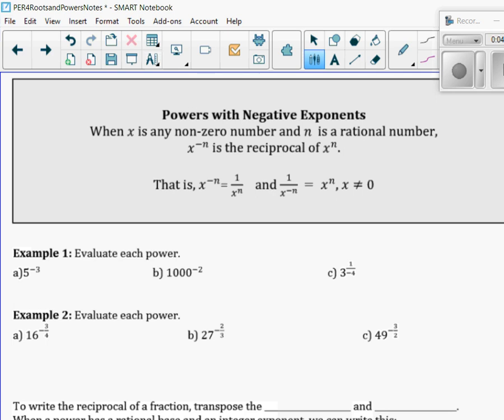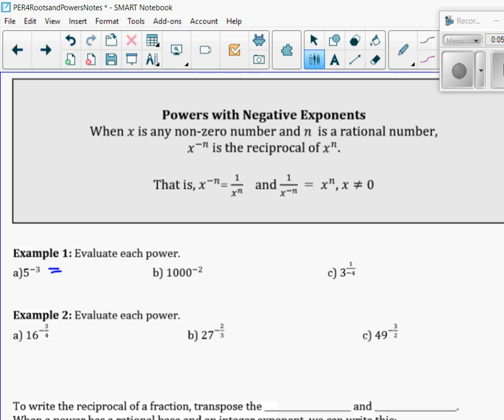A lot of people have trouble with this because they make the mistake of thinking that this -3 is an actual negative number, but it's not. It's a negative exponent. Okay? So how are we going to evaluate this? We need to evaluate it by making the exponent positive.